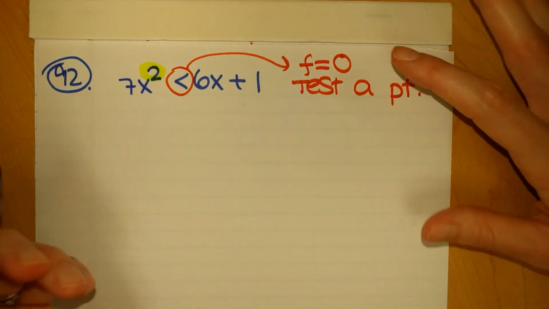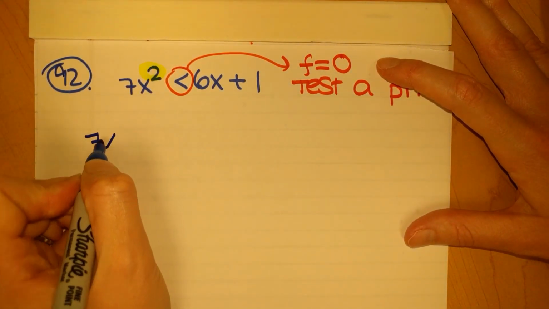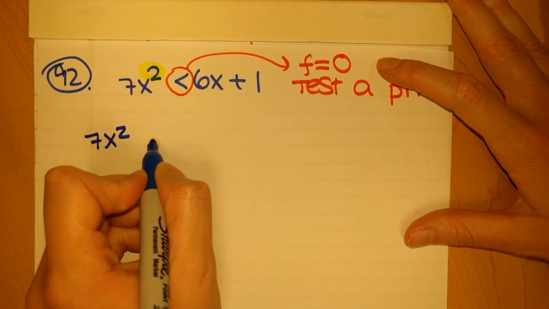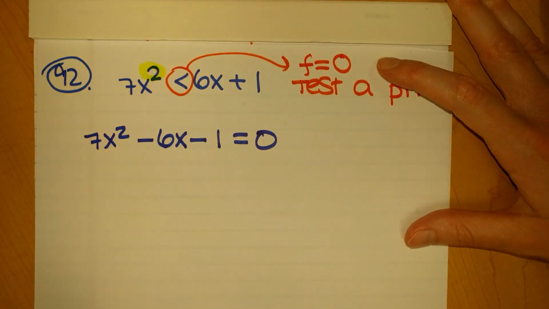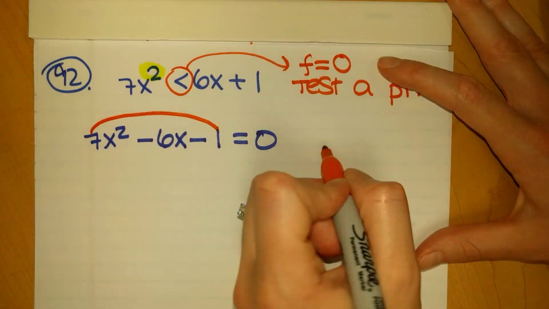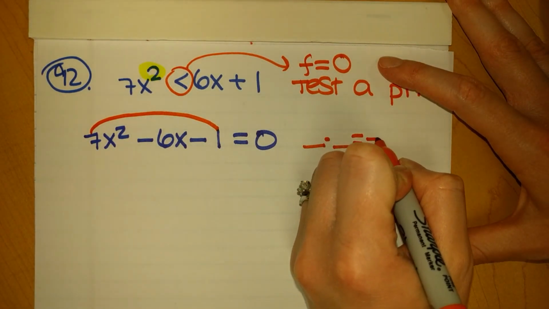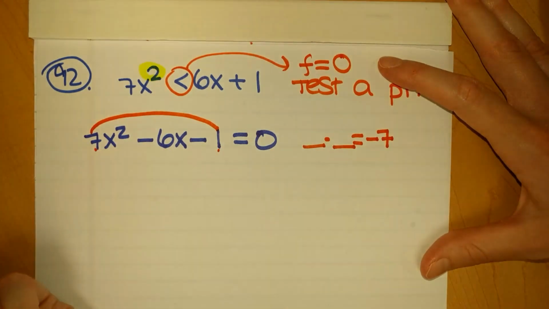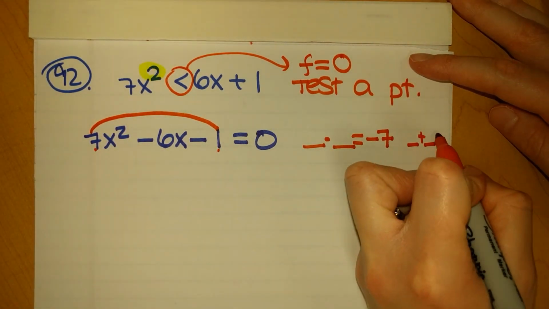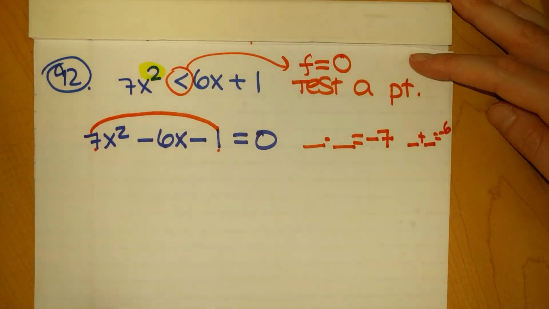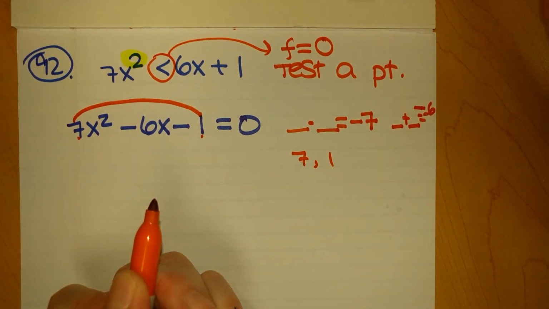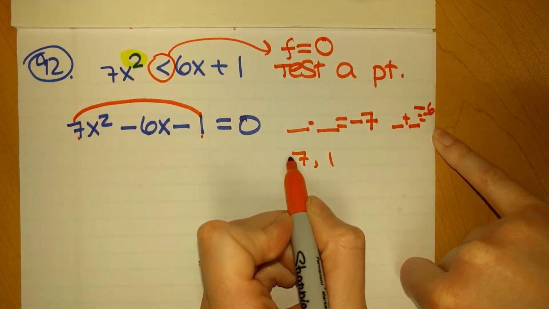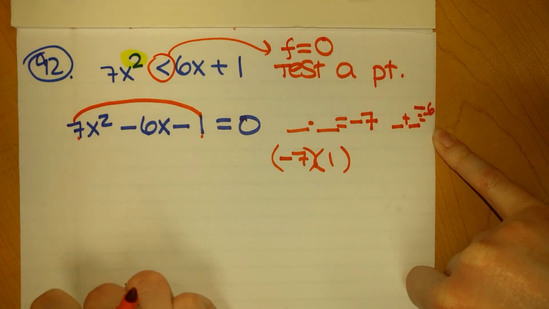So to solve f is equal to 0, I first move everything over, so I get 7x squared minus 6x minus 1 is equal to 0. Now, to solve this equation, I need to factor. So I look at the factors of the first times the last, so two numbers that multiply together to give us -7, 7 times -1, and they need to add together to give us -6. Multiplying 7 and 1, that's your only combination.